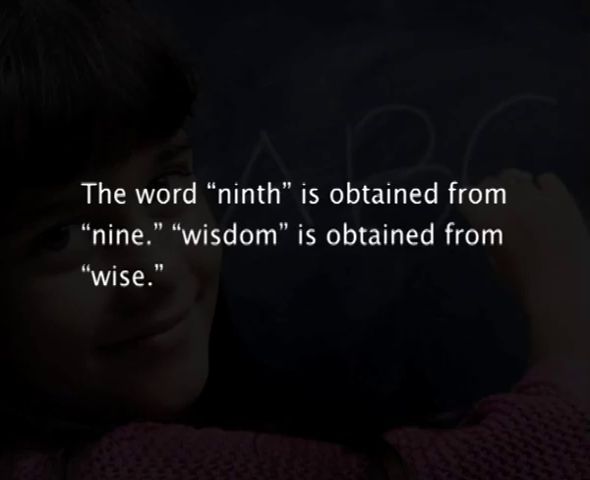What could be the rule for examples such as management, pavement, and safety? Can you try formulating one? Yes? Let me try. If the word ends with a silent E, this will be written when a suffix is added. Correct. We get exceptions for this rule as well. The word ninth is obtained from nine. Wisdom is obtained from wise.